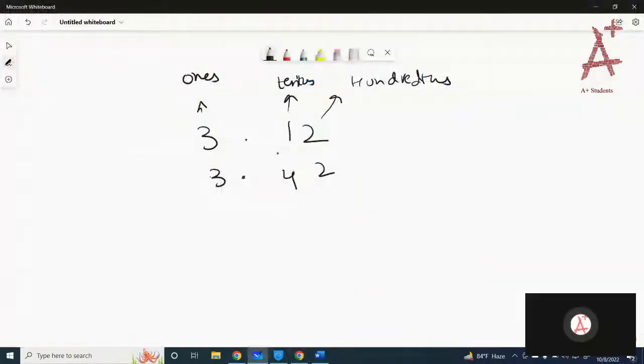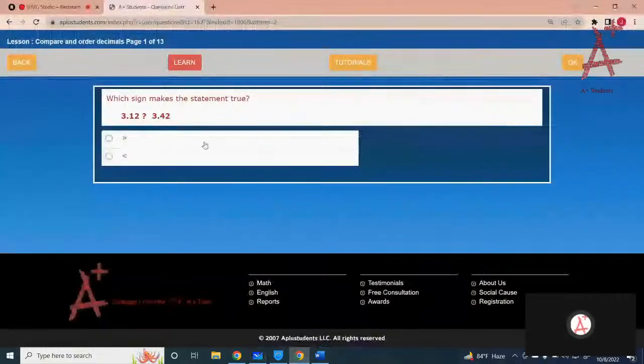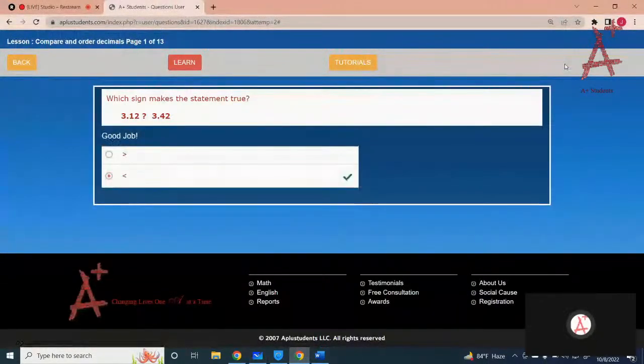Okay, so the 1 is smaller than 4. That means 3.12 is less than 3.42. Got it? That's how you compare numbers. Always start with the highest place value. If they are equal, then go to the next place value, and then for the least one you can go. So 3.12 is less than 3.42. Got it? Select the correct option and click on the OK button.